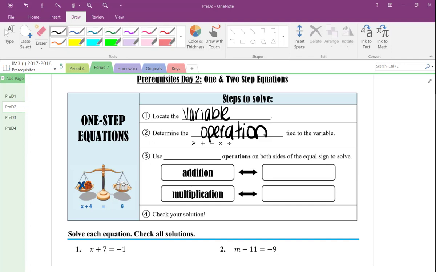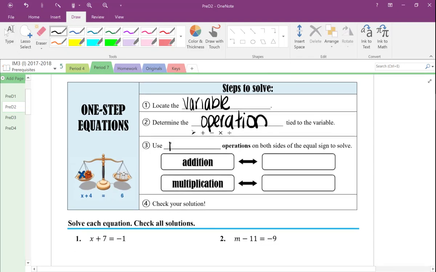Okay? Then there's this thing called the inverse operation. That just means the opposite. Like if you did adding, you need to now be subtracting. So we're going to do something called the inverse operation. So like I said, if we have addition, what is the inverse operation of addition? How do I get rid of addition? I subtract.